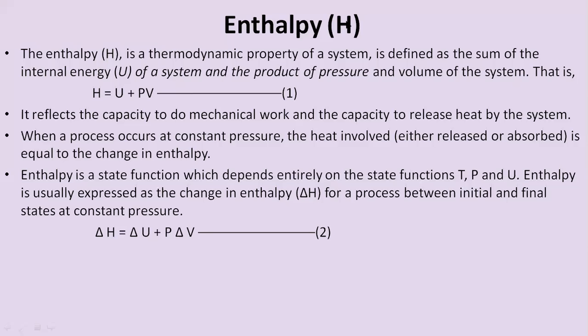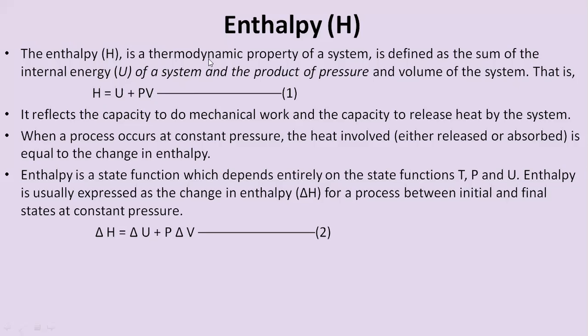Now comes enthalpy. In the previous video we discussed the zeroth law and then the first law. So now comes enthalpy. Enthalpy is indicated by H. It is given by H equals U plus PV. U refers to internal energy, P means pressure, V means volume of the system.